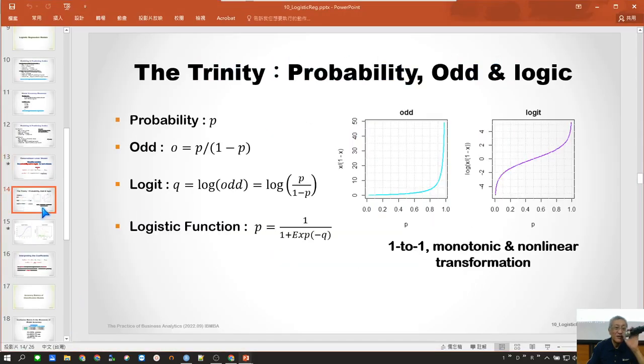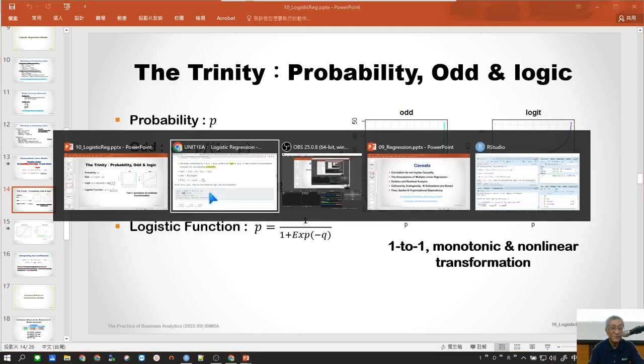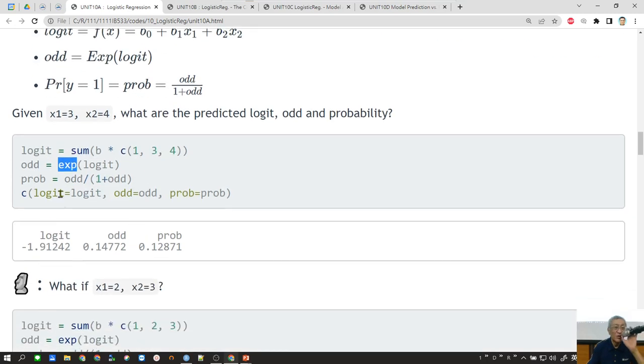Remember this? If you apply log on odd, it will be logit, right? So you have logit, you want to transfer back to odd. You do what? You do exponential, right? Because that is the inverse function of log. So I do exponential on this logit, I will get the odd, right?